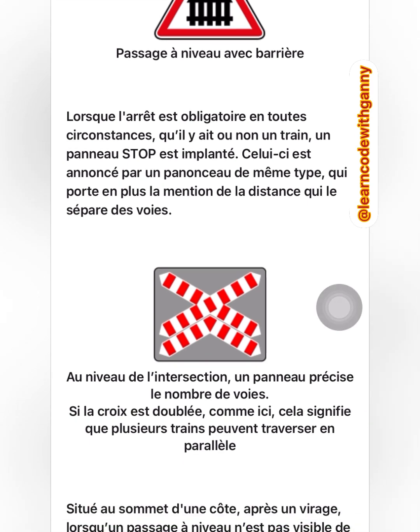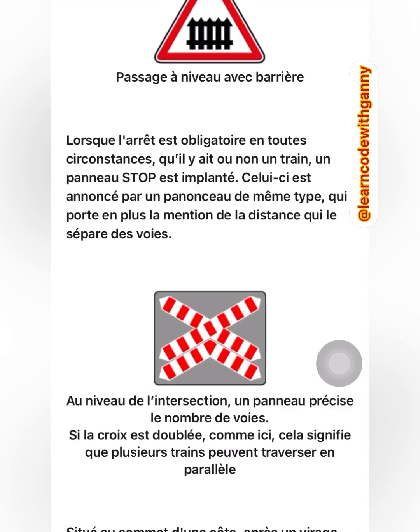Then, when stopping is mandatory in all circumstances, whether or not there is a train, a stop sign is installed. They always put stop there because you must stop to check. This is announced by a sign of the same type, the normal stop sign, which also bears the measure of the distance between it and the track.